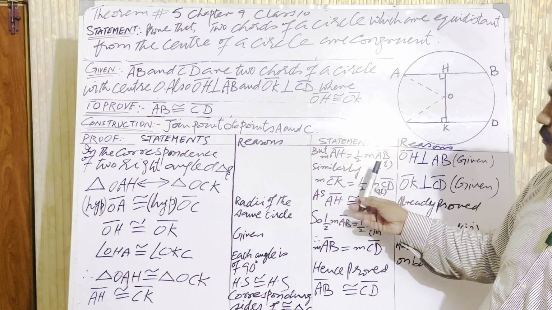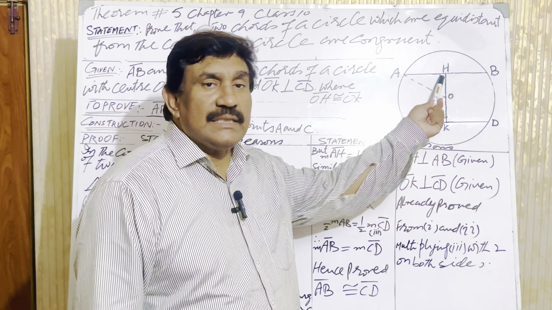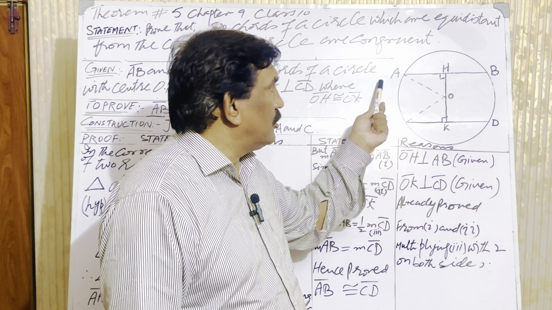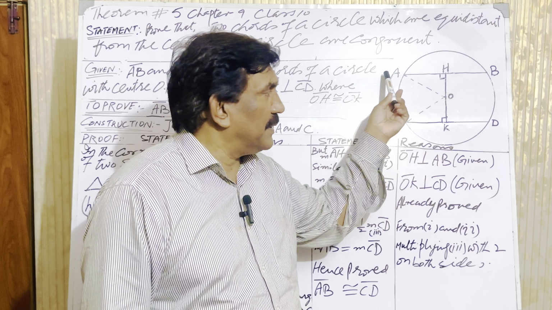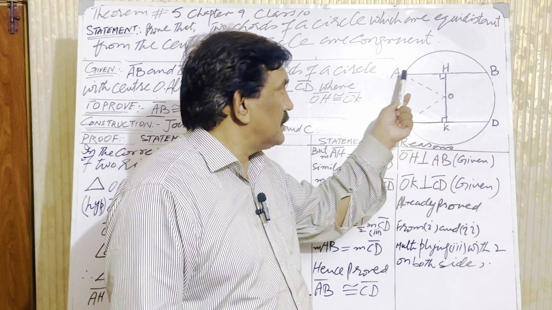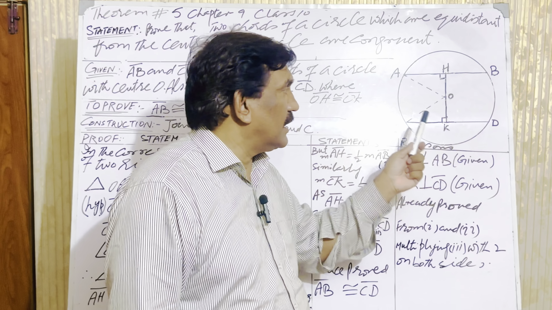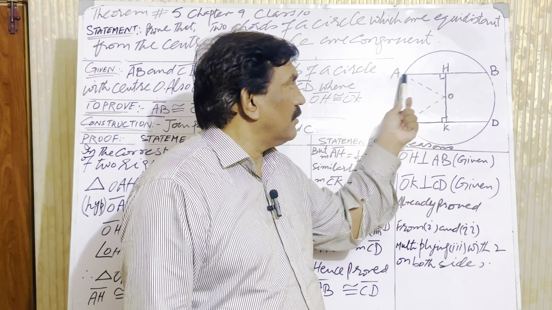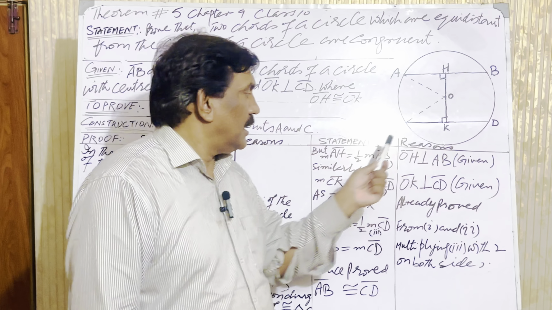Got it? Now to explain this, let us look at this. AH is basically equal to half of AB. We have done in theorem number 3 that whenever we draw a perpendicular from the center on the chord, it bisects the chord. Bisects means it divides the chord into two equal parts. Because of this, AH will be equal to BH. So AH will become half of AB. That's why I have written AH is half of AB, because OH was perpendicular to AB.